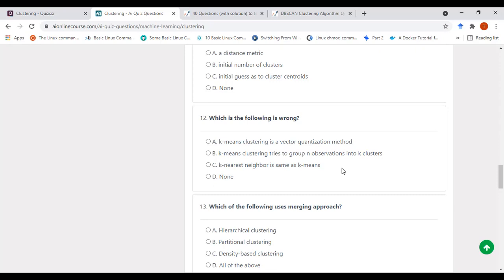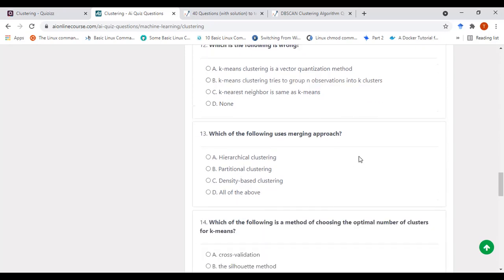Vector quantization hoti kya hai? Nahi. Do vector ke beech mein kuch nahi. Vector quantization is something else. I don't think so. K means is a vector quantization method. Chalenge? गलती तो आप लोग करेंगे ना एग्जाम में.